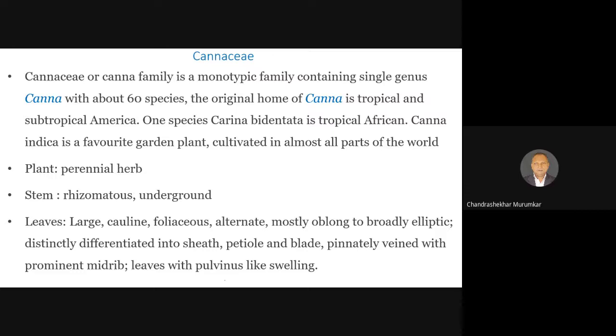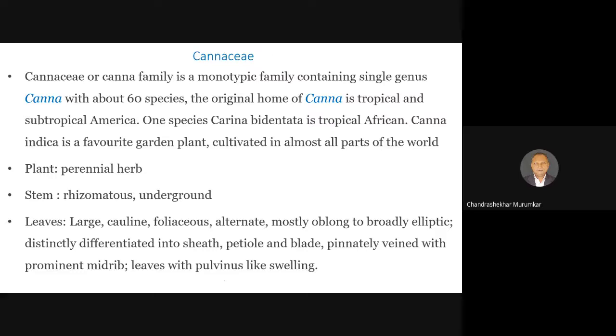The Canaceae or Cana family is a monotypic family. Monotypic means the family contains only a single genus. It is containing a single genus Cana with about 60 species. The original zone of the Cana is tropical and subtropical America. One species, Cana dentata, is of a tropical African origin.